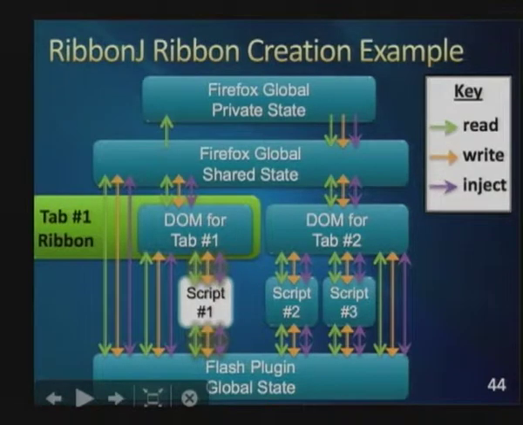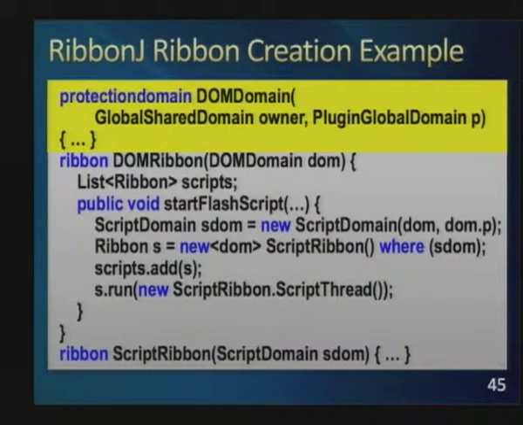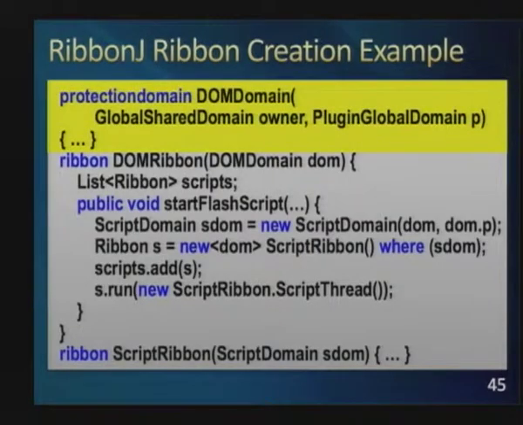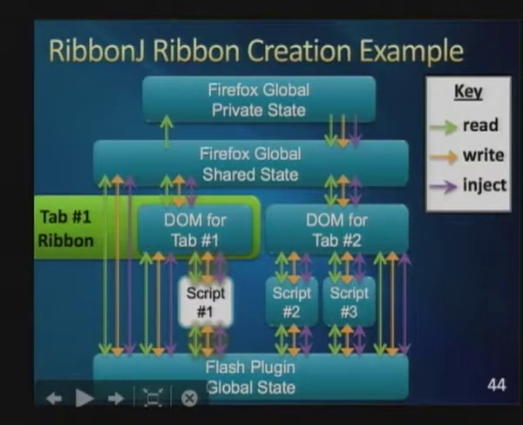Okay, so going back to this example of ribbon creation, how would this look in the code? Recall the declaration for this protection domain, the DOM domain, the document object model. It accepted the global shared domain and the plugin global domain. So you can see here, it's tied to the browser global state, and it's also tied to the Flash global state.